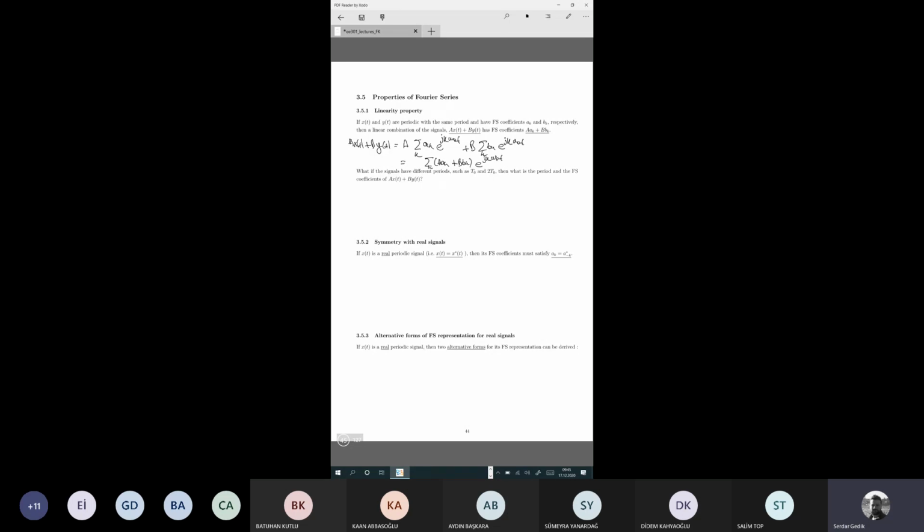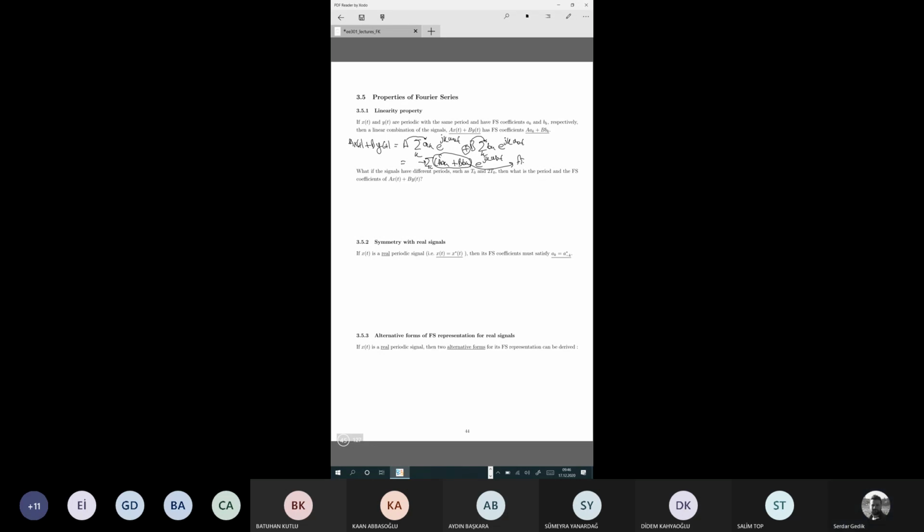So, of course, a times a_k plus b times b_k is the combined Fourier series coefficient for the linear combination signal, a x(t) plus b y(t). So it is simple to obtain. You know that summation is a linear operator, so you can put this inside. Again, since summation is a linear operator, you can combine the summation terms in a single sigma sign.